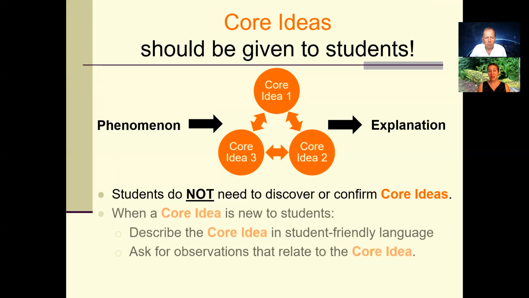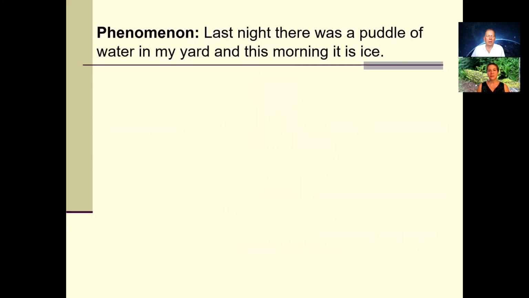So you may need to spend a little time talking about the core ideas. You can change the language to make it more student friendly if you want to. You may want to have a conversation like, have you seen this before? Like we talked in the last video about sunlight warms the Earth's surface. You could say to kids, have you ever experienced this, that you can feel the warmth from sunlight? Sometimes it's just a really quick conversation, but you want to give these tools to students so that they can use these tools to make sense of the world. Okay, so what does that look like?